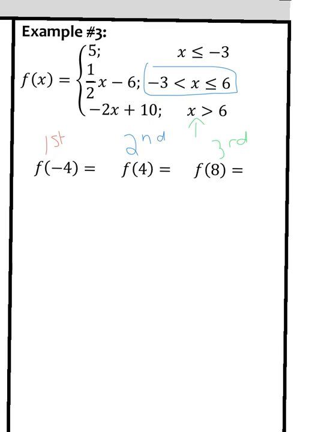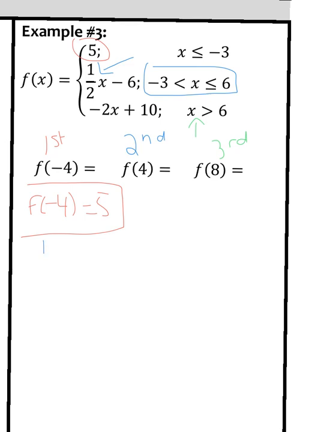So the first one, we just have that constant again. So for f of -4, it's just going to be 5. It's just going to be whatever that number is. So the next one, we're plugging it into the second equation. So we're going to plug it right there.